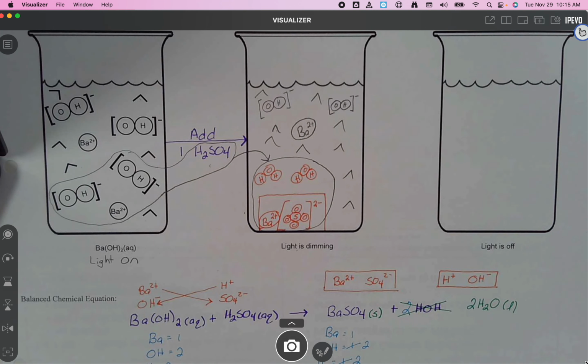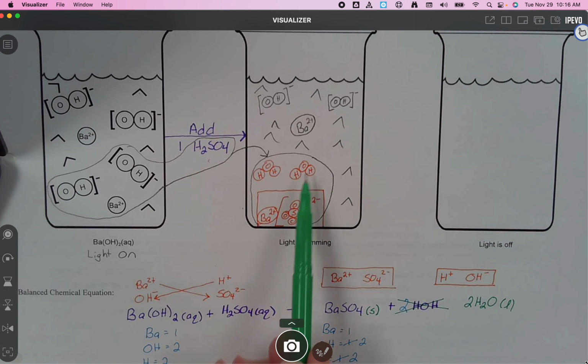Good. The barium used to be free to scoot around and carry a current, but when the sulfate ion came along, the barium ion and the sulfate ion stuck together. Now they're not free to move. They can't conduct electricity anymore. And then the hydroxide ions combined with the incoming hydrogen ions to make water, which is a molecular compound. It doesn't conduct electricity anymore.